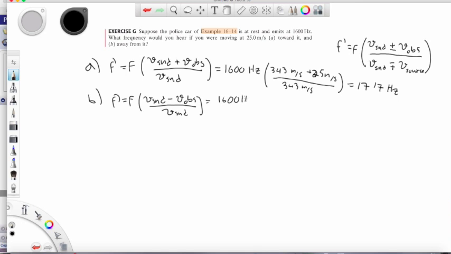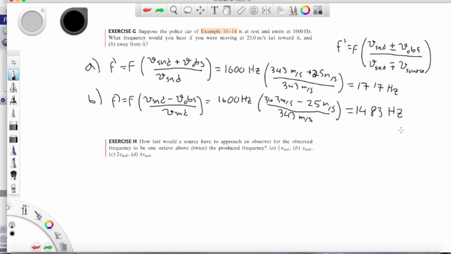Plug in the numbers. 343 meters per second minus 25 meters per second. Let me make that clear, that's a plus. Divided by 343 meters per second gives us 1483 Hertz.